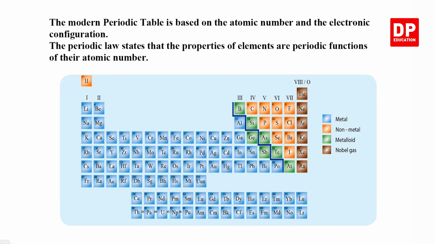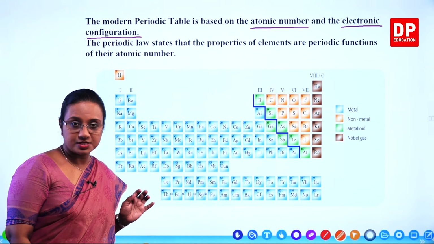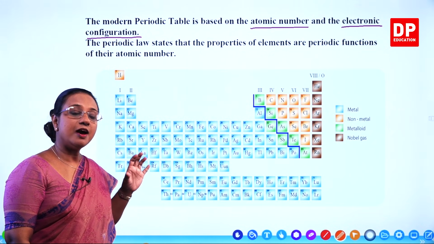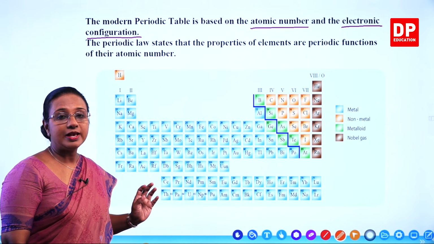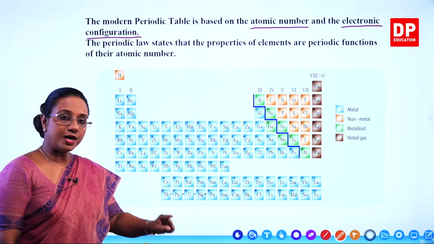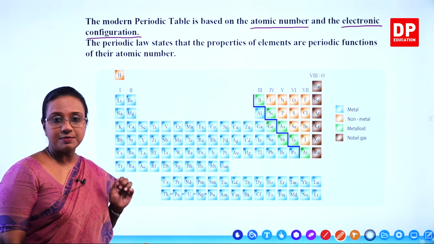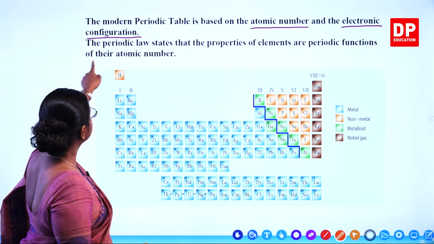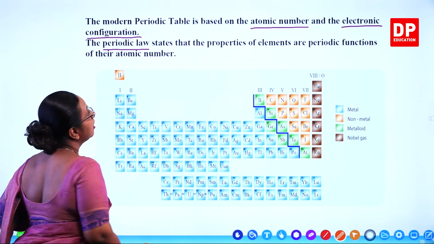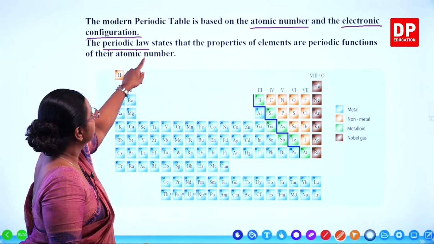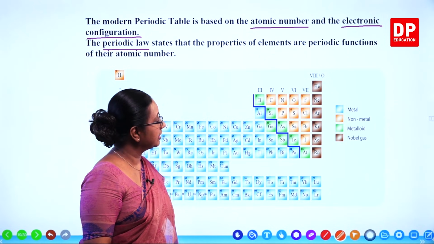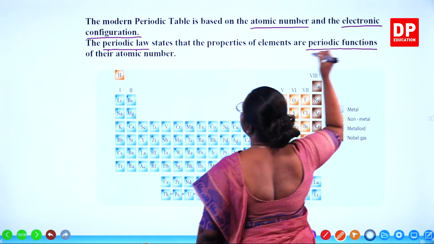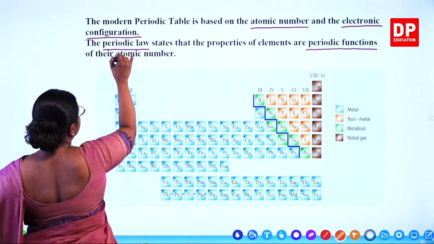Here you can see the modern periodic table is based on atomic number and electronic configuration. That I explained. Then I told you all that there will be a pattern as well as elements which belong to one particular area show similar properties. That is what is given by the periodic law. The periodic law states that the properties of elements are periodic functions of their atomic number.